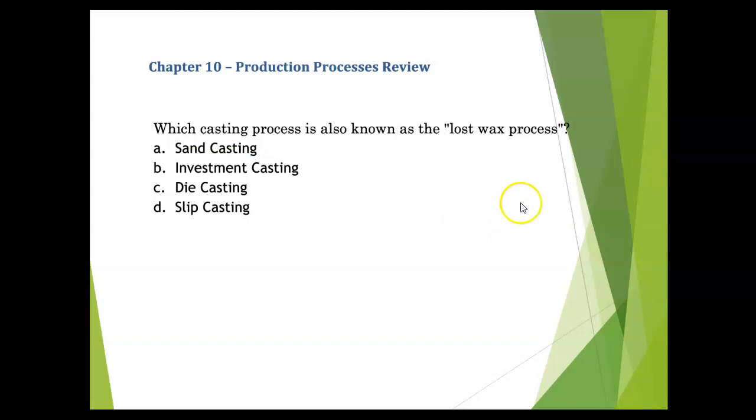Which casting process is also known as the lost wax process? If you think about what the lost wax process was, that was where wax might be used. We create a part in the shape using wax, and then we would form the mold around that. We heat that up and let the wax melt out, and that is what we would refer to as investment casting. So investment casting is also known as the lost wax process.